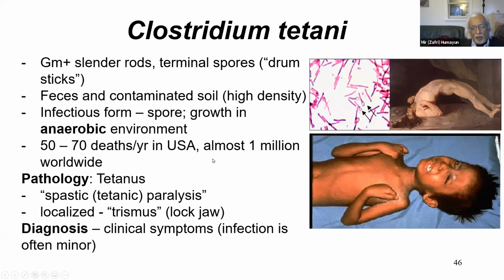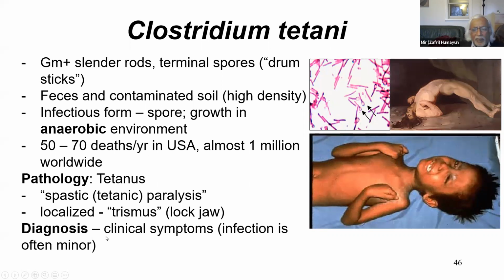In the United States, there are a small number of deaths, 50 to 70, but worldwide the number is large, 1 million deaths due to tetanus worldwide. The pathology of tetanus is spastic paralysis, shown in this young patient whose arms are contracted and who shows rigidity of the neck and the jaw and so on. And in the depiction of a 19th century painting, a patient suffering spastic paralysis captured well in this painting.